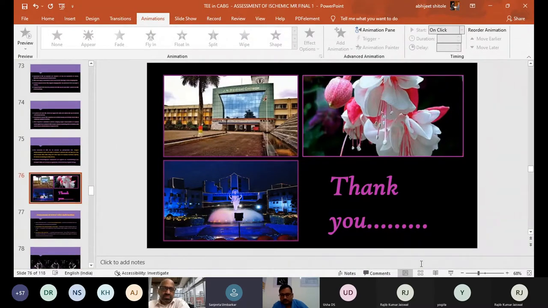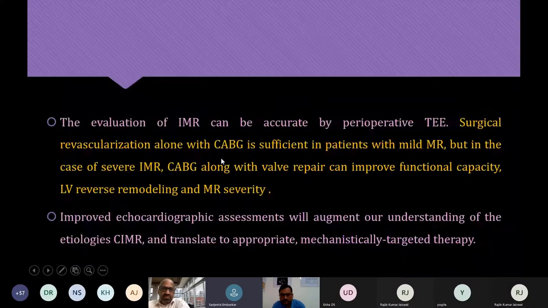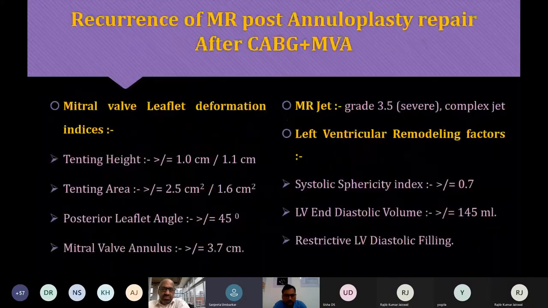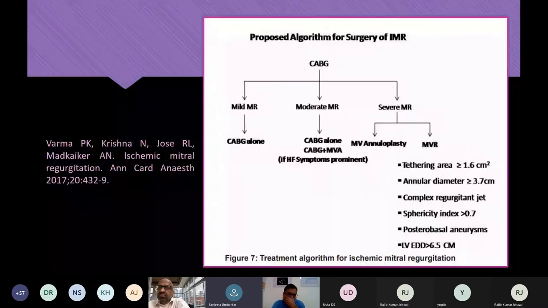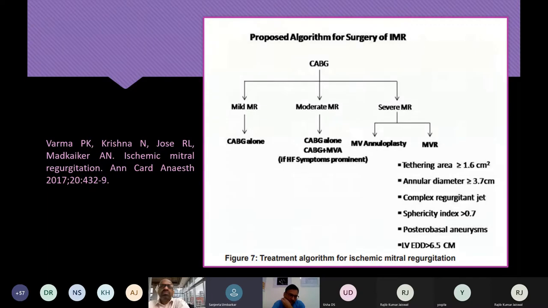we as intraoperative echocardiographers have a role in such ischemic MR in the pre-CPB period: to confirm the transthoracic echocardiography findings, and also to advise the surgeon which type and which size of annuloplasty ring they should choose, because they usually prefer to undersize the annuloplasty ring.